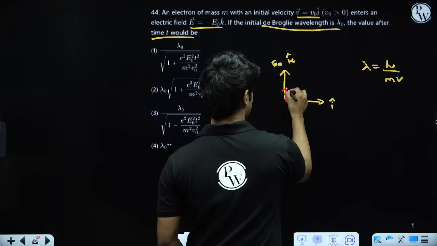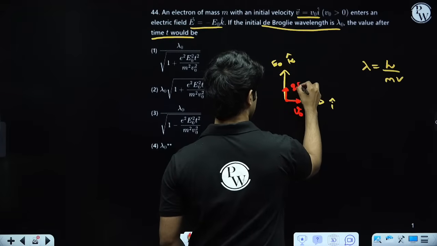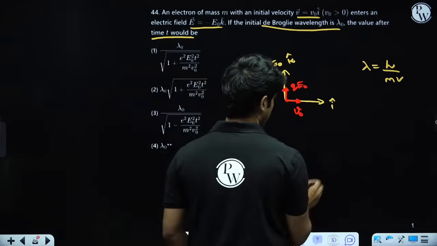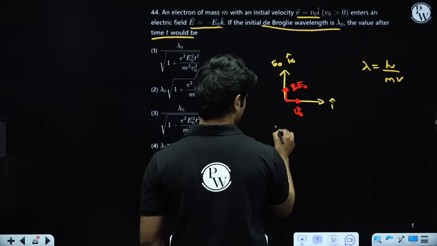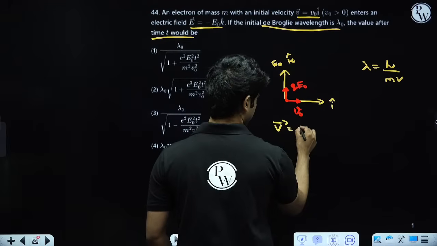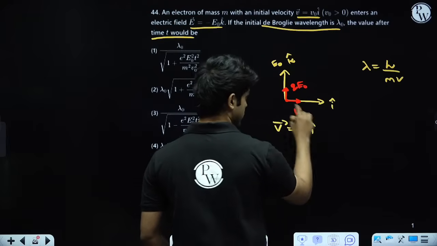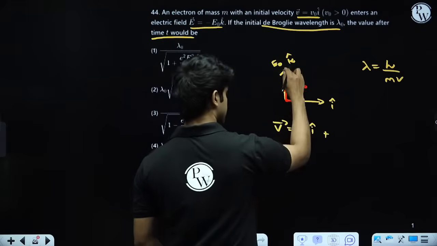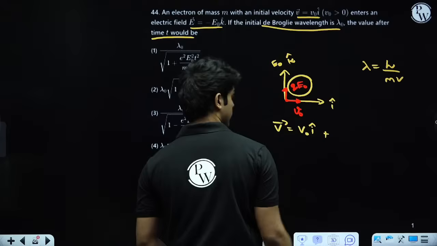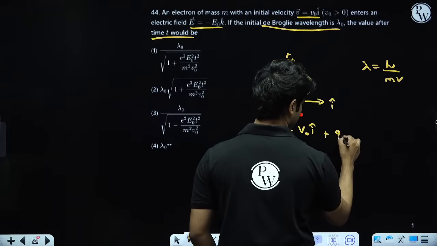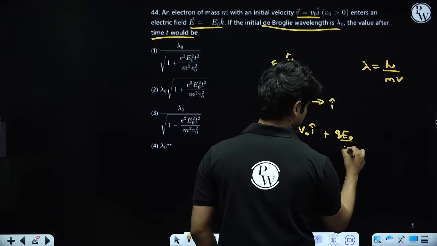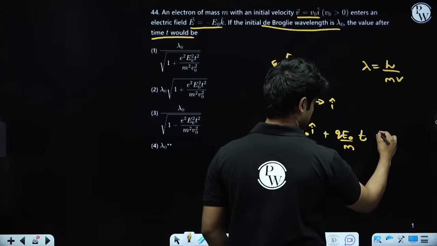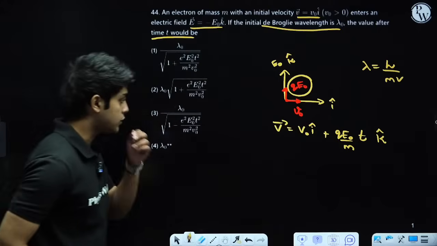The force on the particle is constant. It is q E naught along the z direction. So we can easily write the velocity vector. It will be v naught i cap, because there is no force along the x direction; it will be constant. And along the z direction, the acceleration is q E naught divided by m, so q E naught by m into t, acceleration into t, along the k cap direction. So this is the velocity vector as a function of time.